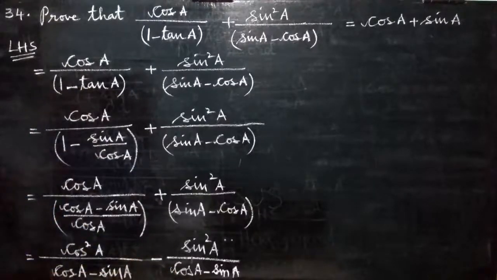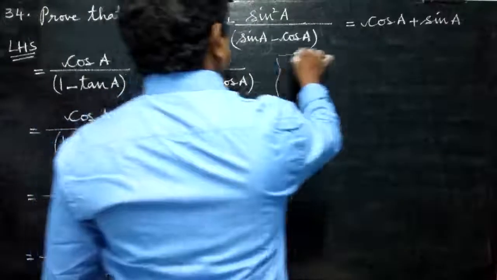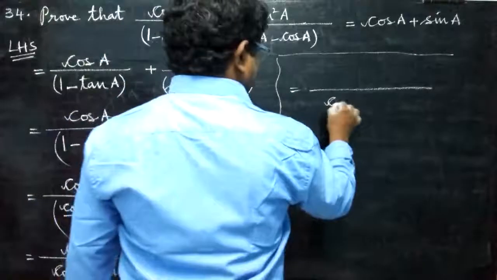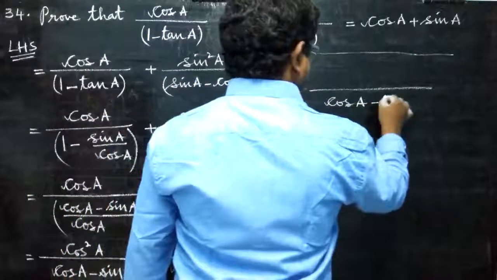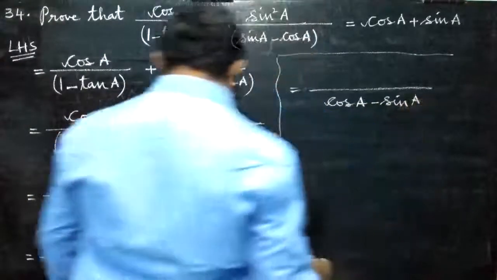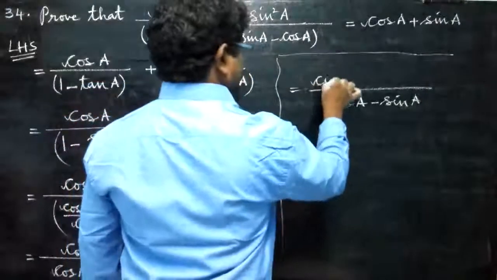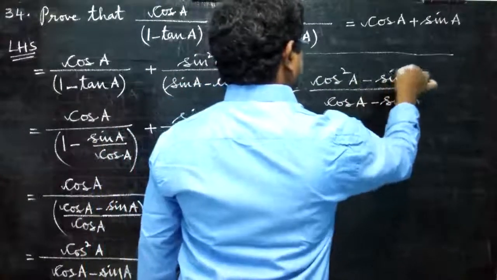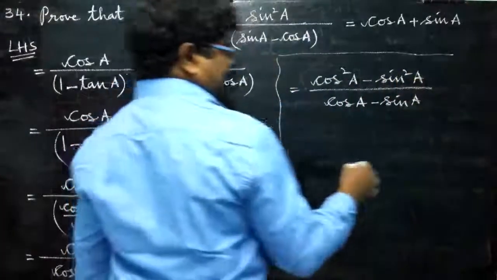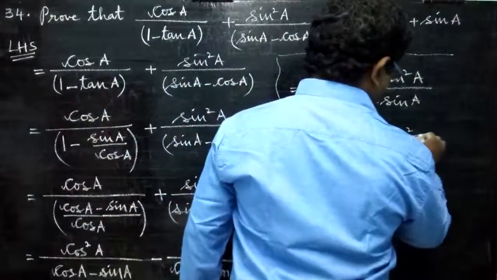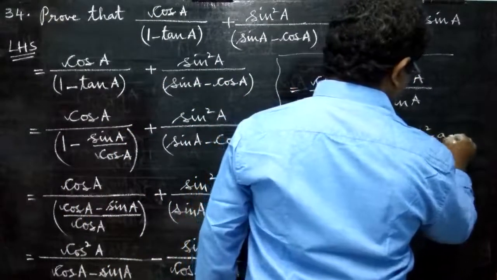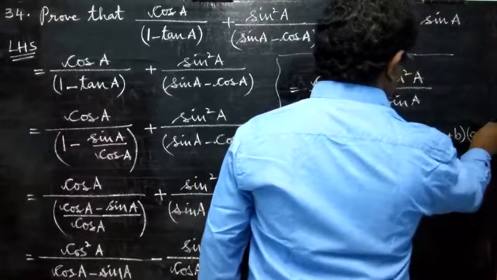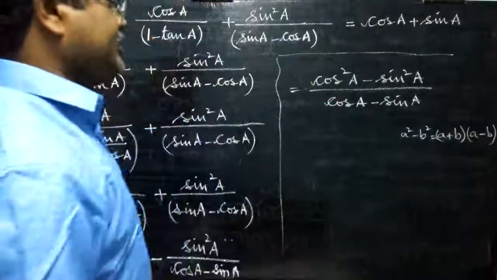Common denominator. What is the LCM? Cos A minus sin A is the LCM. You can write the numerator directly because the denominators are the same. So cos square A minus sin square A. The numerator is in the formula A square minus B square, which we can write as A plus B into A minus B.